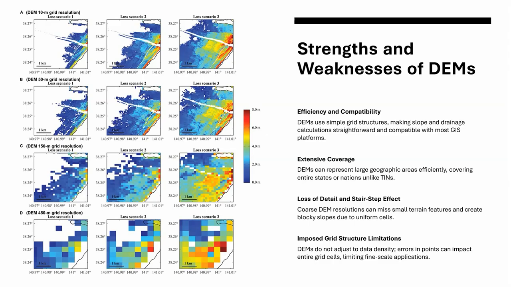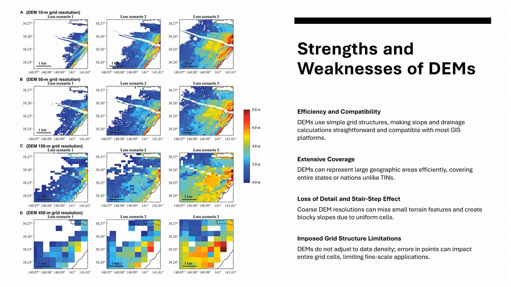There's coverage. DEMs can cover vast areas, like we said before, whole states and nations. Something that's just impractical for TINs, whether it be the issue of trying to compute it or just get it to load without our computers crashing. And then there's compatibility. Most GIS platforms natively handle raster grids, and that makes DEMs the lingua franca of spatial analysis, or it's the status quo, it's what we expect to see.